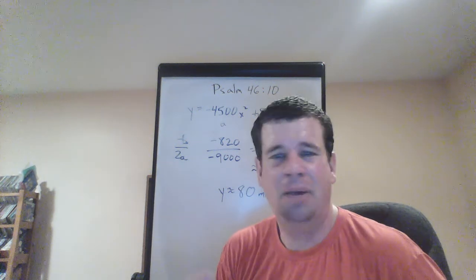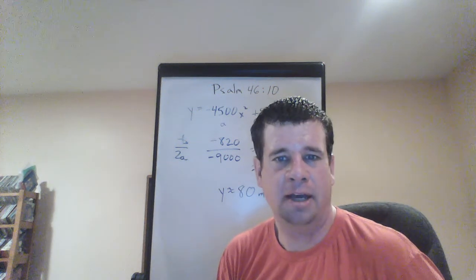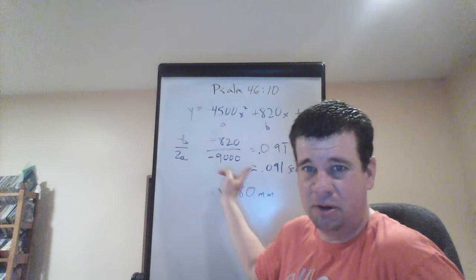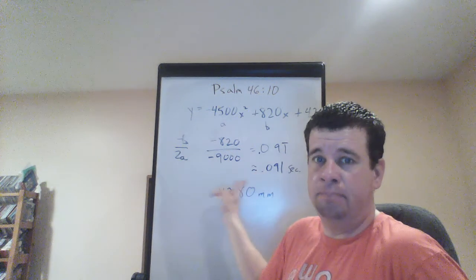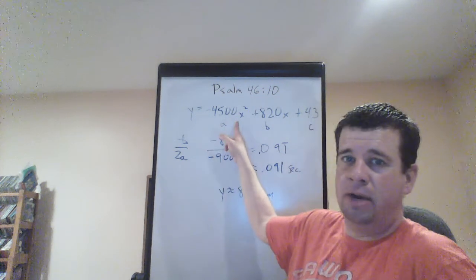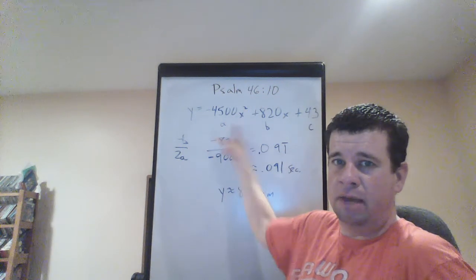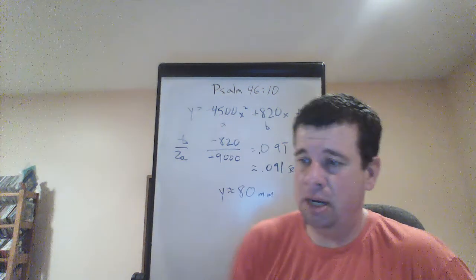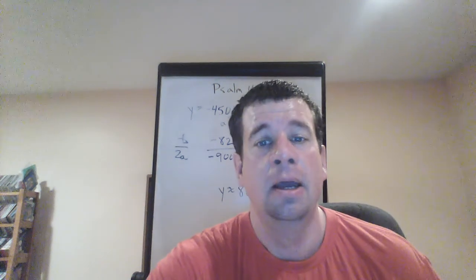Again, just recognizing that once we've got this function, this model for the spider, to find its maximum height, really what they're asking you is to find the vertex. So we find the axis of symmetry. That gives me the x coordinate of my vertex, which is time here, and then I plug that back in. Make sure you do order of operations: exponent first, then multiply, and then finally add. You should get about 80 millimeters for that maximum height.